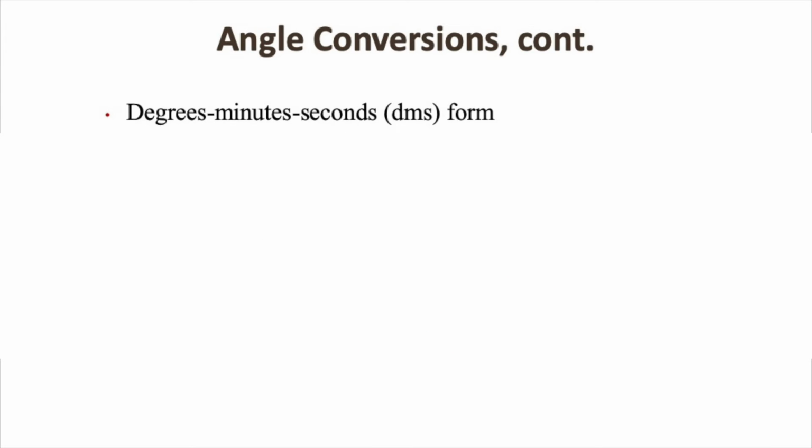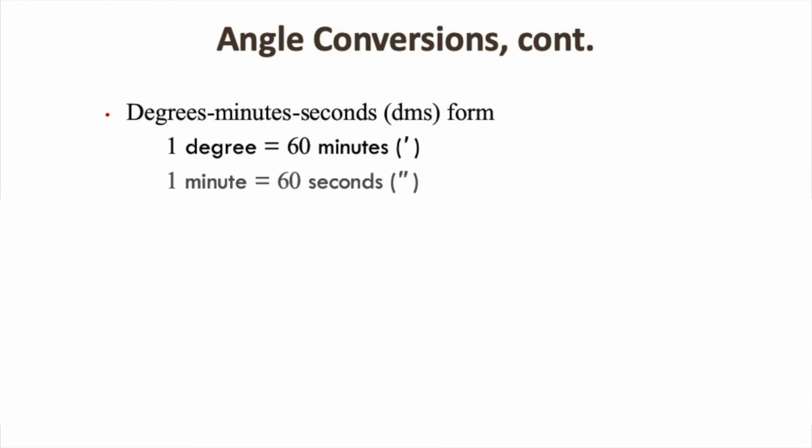If you want a higher precision, you can write the unit of angle in degrees, minutes, seconds form. To do that, you need to keep in mind that 1 degree is equal to 60 minutes and 1 minute is equal to 60 seconds. Let's look at an example. Convert 21.52 degrees into degrees, minutes, seconds form.